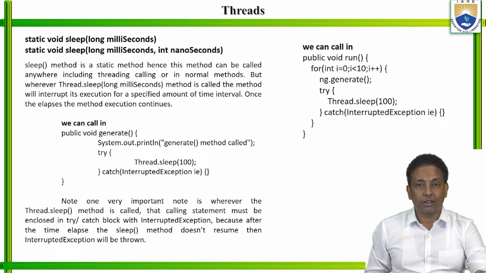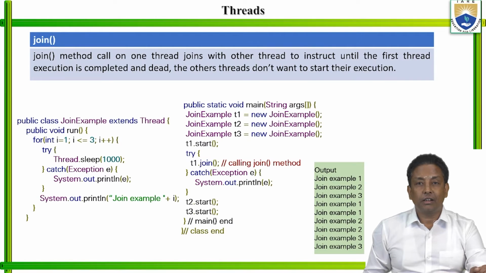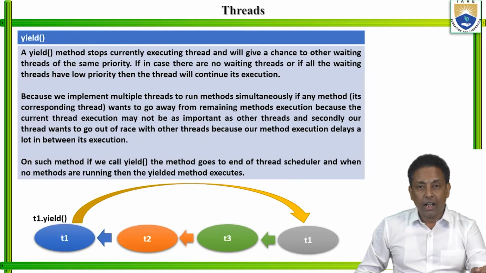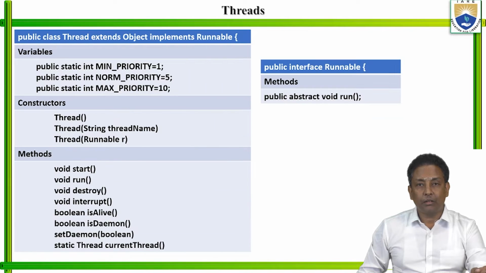the brief introduction about sleep method. These methods are used to control the thread flow of execution: sleep method, yield method, and join method. With that, we will end this topic.